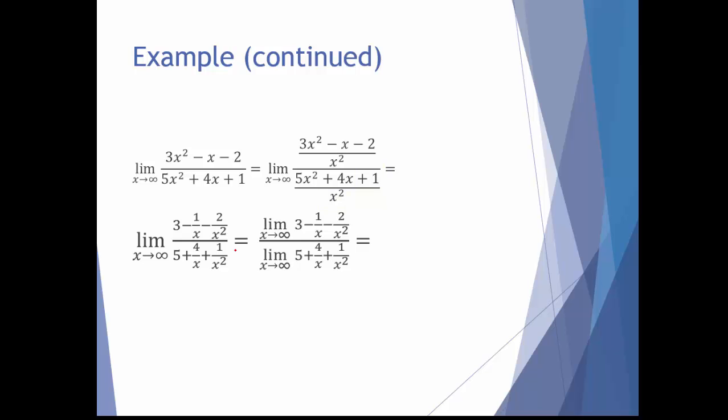Also remember, by properties of limits, the limit of a quotient is the limit of the numerator divided by the limit of the denominator, assuming we don't end up with a 0 in that denominator.